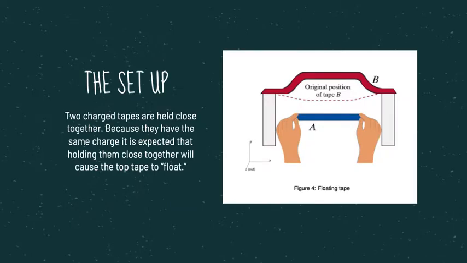For this experiment, we used our two charged pieces of tape. One of the pieces of tape was placed on the top of the two plastic bottles. The other piece of tape was held under the top tape, suspended between the two bottles. Because the tapes had the same charge, the tape on top appeared to float because of the electric field from the bottom tape.